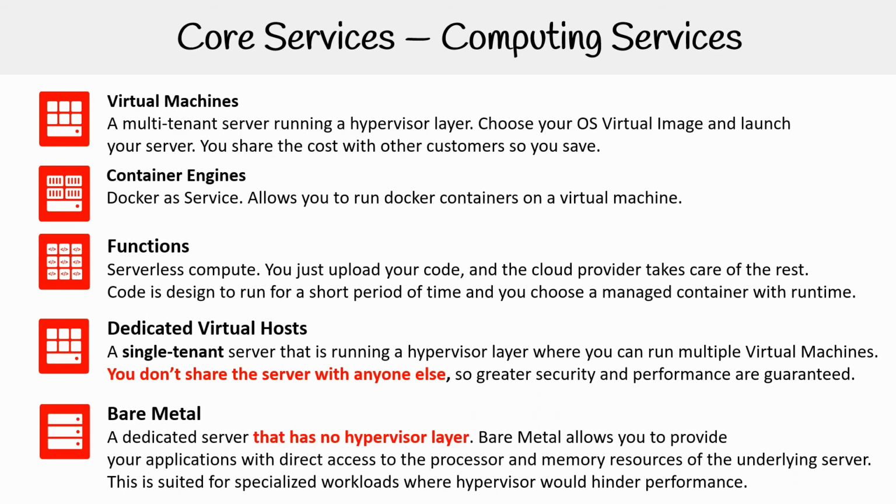And last on our list is bare metal. Bare metal is a dedicated server that has no hypervisor layer. It allows you to provide your applications with direct access to the processor and memory resources of the underlying server. This is suited for specialized workloads where the hypervisor would hinder performance.